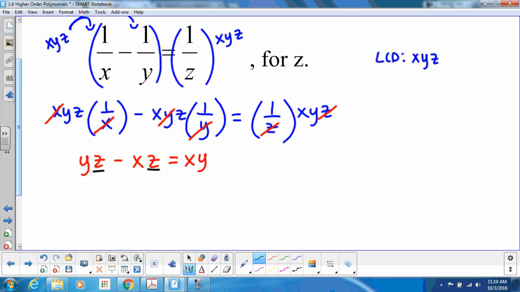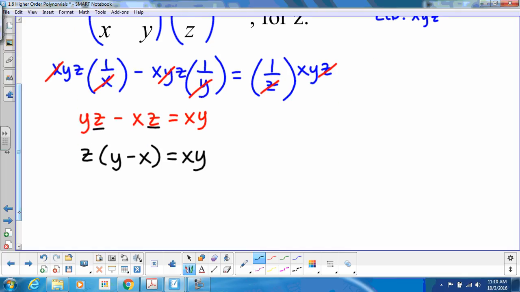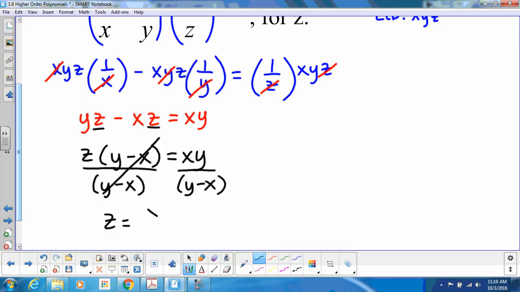Yep. If you have z's on the same side, factor it out. And then, I want z, so I'm close, I just have to divide by y minus x. Once you get z by itself, don't worry about trying to simplify this side anymore. It's fine. Z is by itself. That's what we wanted.